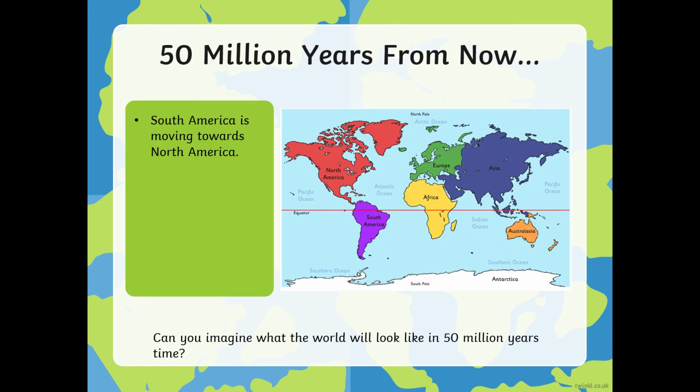Here's the Cliff Notes version. South America is slowly moving towards North America. North America is moving away from Europe and therefore towards Asia. And Australasia is moving in towards Asia. Could you imagine what it would look like in the future if these things kept moving?